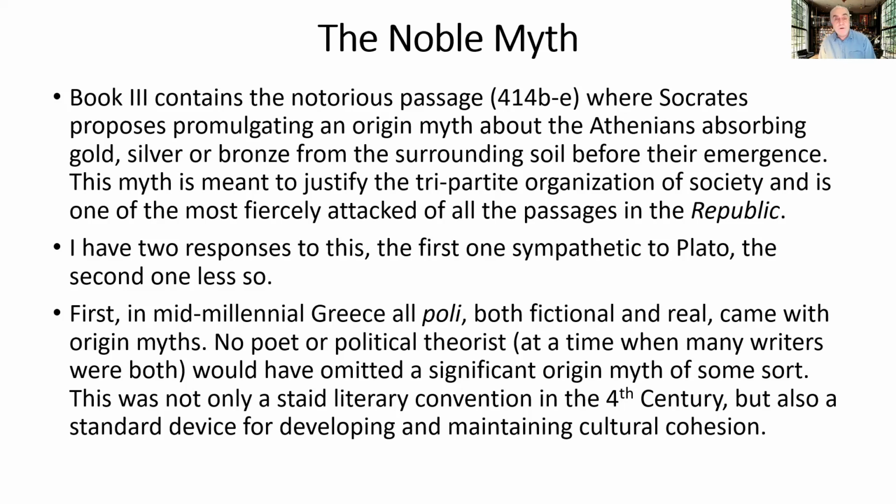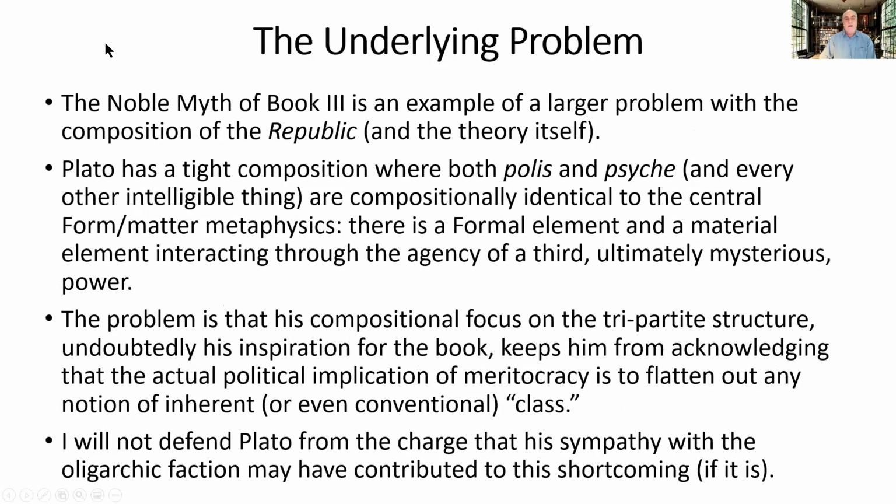However, I do have a criticism of Plato, in particular of the tripartite structure of the Republic, both politically and psychologically. I think there's a way that he kind of goes wrong in that. And so that's the last thing I want to say. The noble myth of Book 3 is an example of a larger problem with the composition of the Republic and the theory itself. Plato has a tight composition where both polis and psyche and every other intelligible thing are compositionally identical to the central form matter, metaphysics.